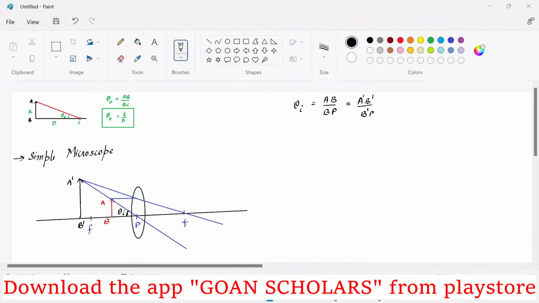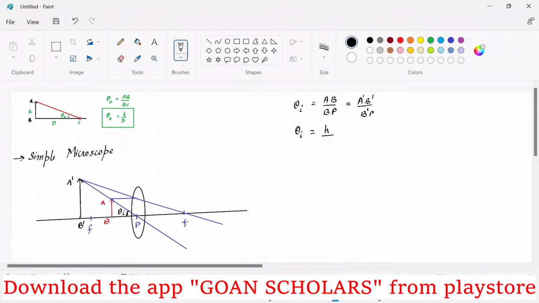Now, what is AB? In this case, AB is H only, the same H which you are using here. Same object you are looking at from the simple microscope, right? But what is BP? Now, BP is not D here. BP is any object distance U, the object distance of this object where you are placing it.